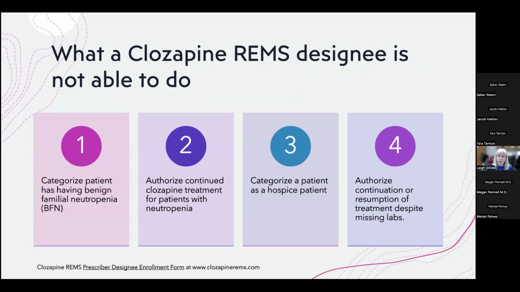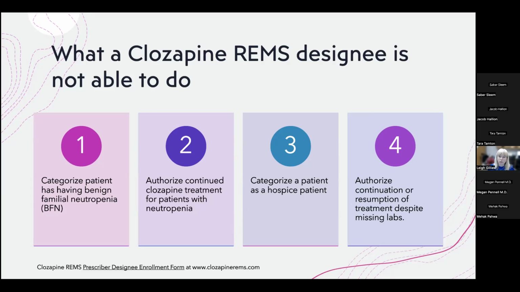There are a few things that the clozapine REMS designee is not able to do. If your patient has benign familial neutropenia, so they've got an ANC that's below 1,500 and a history of a consistently low ANC, and you've established that they have BFN, the designee cannot justify continuing the clozapine, only the provider can. If the patient becomes neutropenic, only the provider can justify continuation of treatment. They can submit a rationale for treatment in light of the neutropenia.